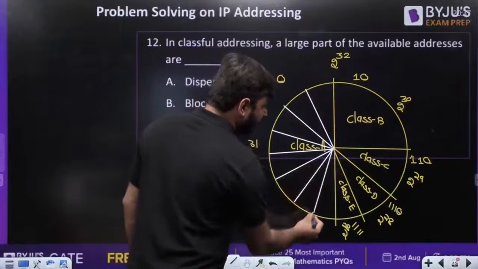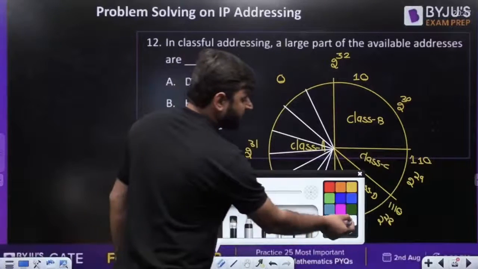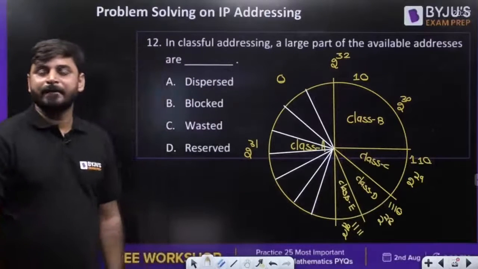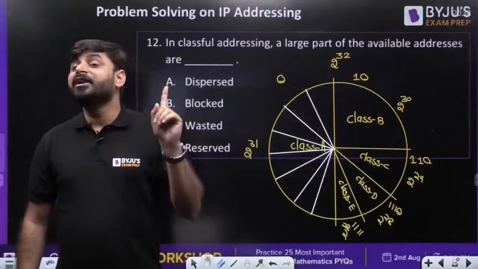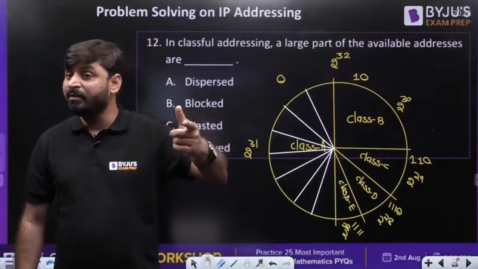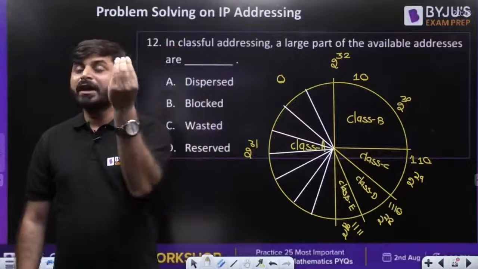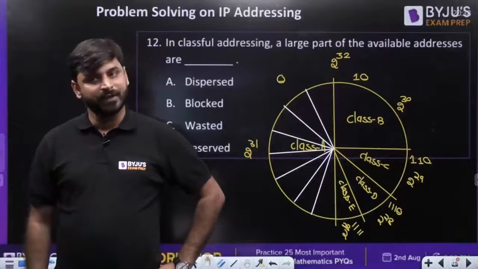And can you tell me one thing, what is the size of one network in class A? Class A network ID is 8 bits. Host ID how many bits? 24 bits. So from 24 bits, how many combinations can we make? 2 power 24. So in one network, how many IP addresses do we have? 2 power 24 IP addresses.